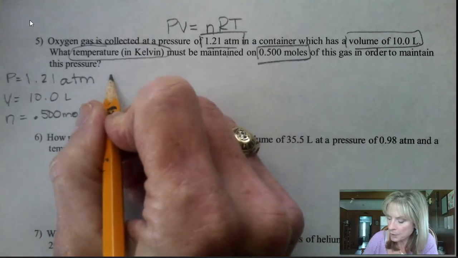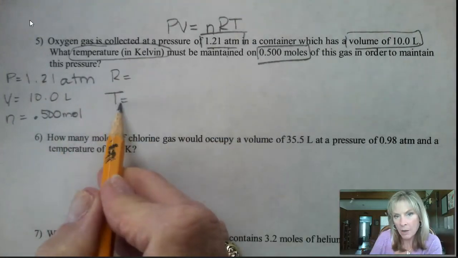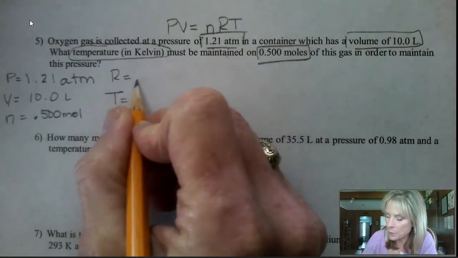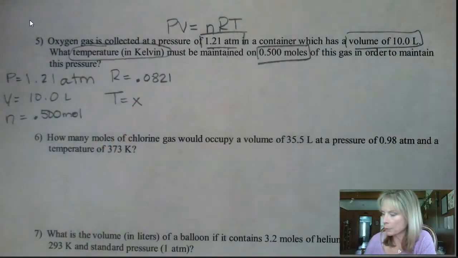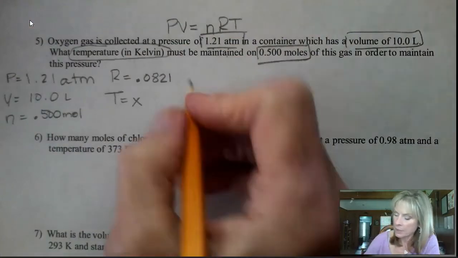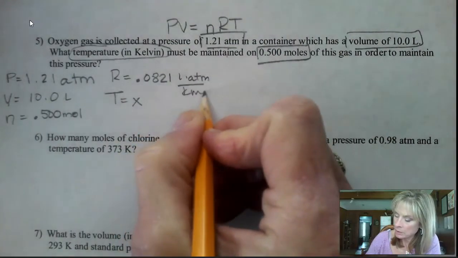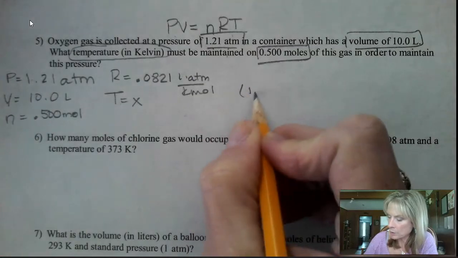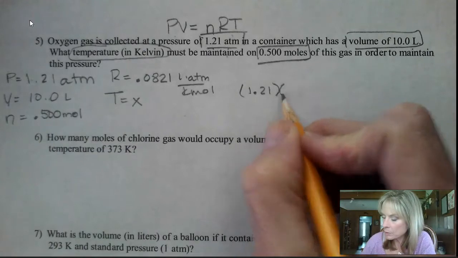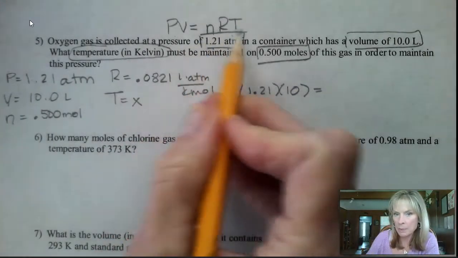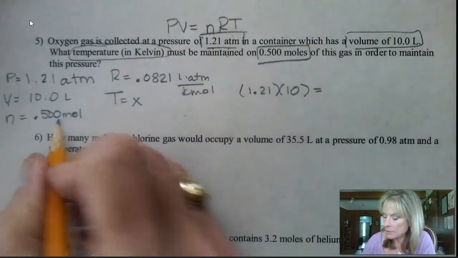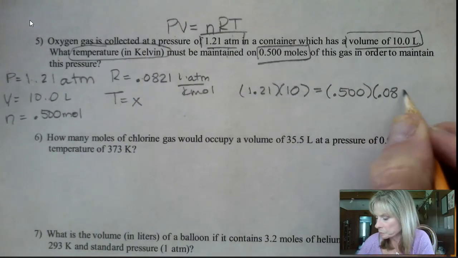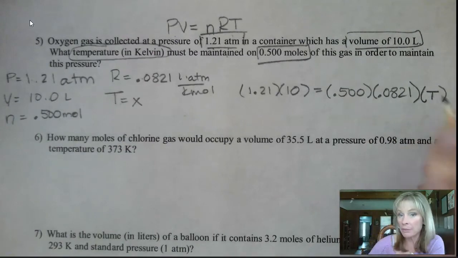Okay, so I'm missing a couple of variables. I'm missing R and I'm missing T. Well, T is my unknown. That's what I'm going to be looking for, so that's an X. R is the ideal gas law constant, which is 0.0821. Remember, it's on your formula chart. Okay, so there's my unit. So I'm going to plug all of these numbers into this formula. Pressure is 1.21. Volume was 10 liters, times 10 liters equals, copying everything down as it's listed in the formula, N comes next, that's my moles, 0.500 moles, times R, which is my ideal gas law constant, times T. That's my variable that I'm looking for. That's what I'm trying to find.